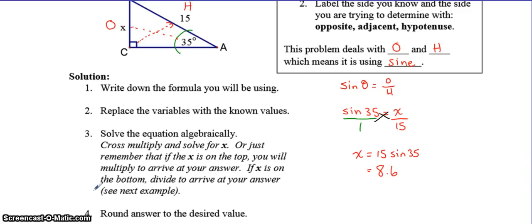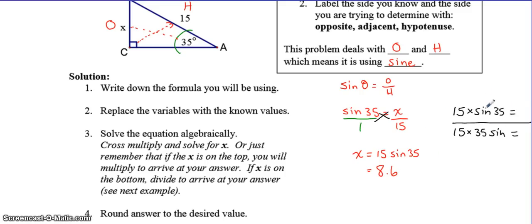and round your answer to the desired value. Typically, we round side lengths to 1 decimal place, and we round angles to the nearest whole number. So, some calculators, you would type in 15 times sine 35 equals, and other calculators you would have to type in 15 times 35 sine equals. What you'll have to do is decide which one of these would give you 8.6.